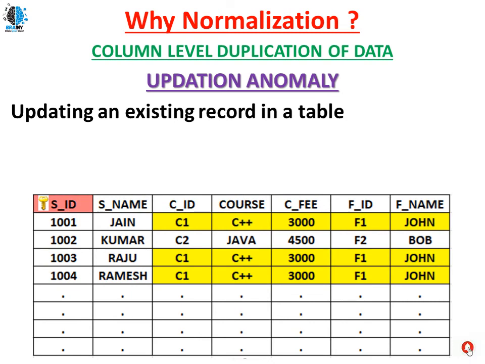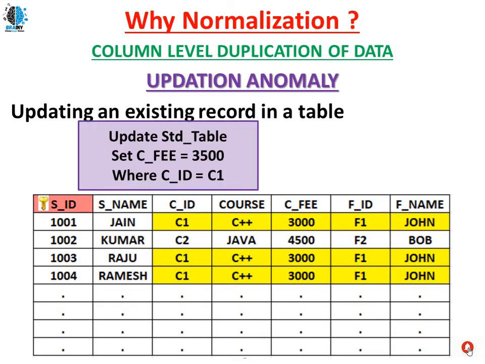Now I want to make an update. For this I am going to write a query, so let's see the query. Update student table, set C fee, meaning course fee, to 3000 where CID is C1. So for the C1 course I want to increase the fees, or make a change.